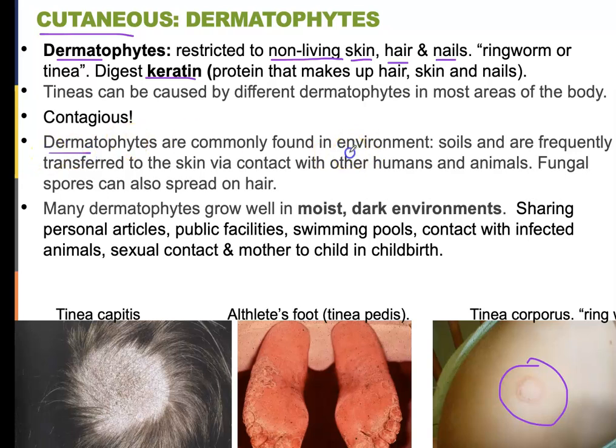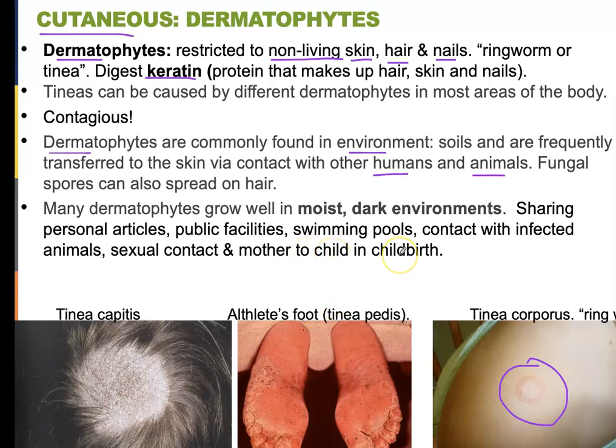So where do we find these guys? They are commonly found in the environment, the soils, and anywhere that's going to be exposed to the skin. You can also get it from other people, so it is communicable. You can get fungal infections from other humans, from our furry friends, and also from spores that spread in the air. Fungus is basically all around us, and dermatophytes like moist, dark environments. So the more moist the area of your body is, the better for fungal growth.